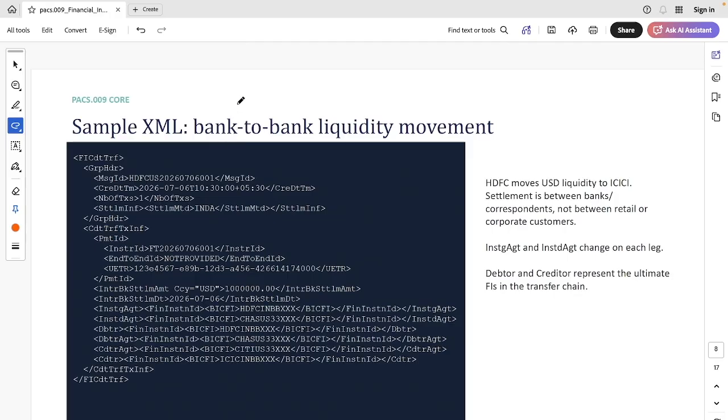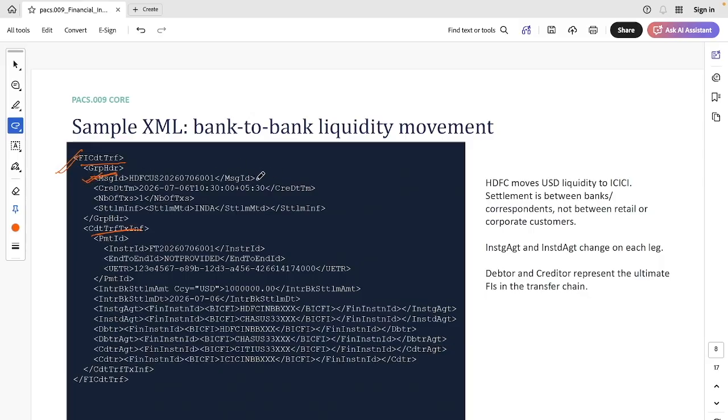Now let's look at the XML example for pacs.009 core. The slide shows a sample XML for a bank to bank liquidity movement. The root element shown here is FI credit transfer. Inside that, we see the group header and the credit transfer information. Within group header, we have the message ID.